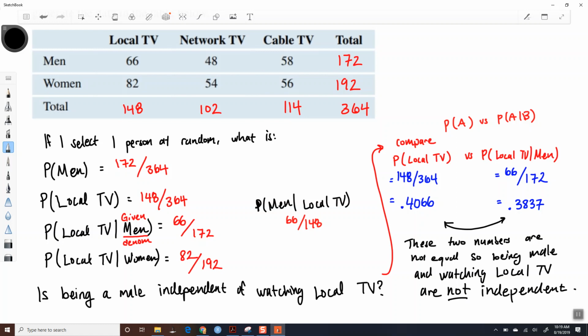If someone else took a random sample of 364 people, is it possible that the probability of local TV ended up something like 39%, and the probability of local TV given men also ended up 39%? In that case, the two numbers are equal, and we would say they are independent. So we can start to imagine hypothetical situations like that. Later in the course, and there are only a few weeks left, we'll try to disentangle the difference between independent versus non-independent and what's just happening because of random effects.